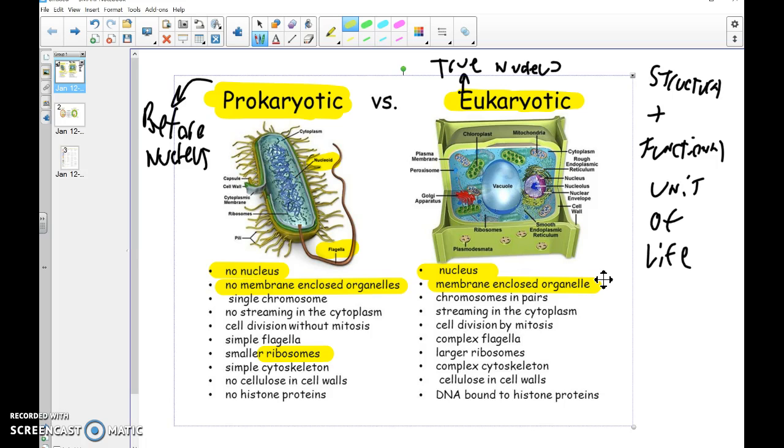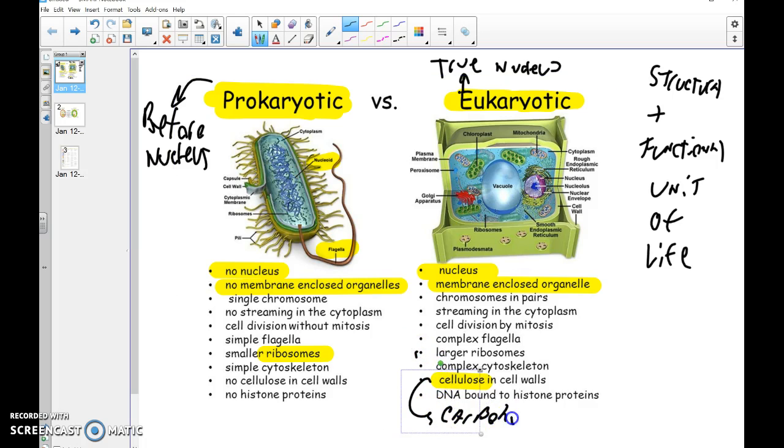Everything else is also detailed. Chromosomes come in pairs. We'll talk about that when we get into meiosis and mitosis. Organelles and other structures can stream through the cytoplasm. Mitosis is the process of division. All of the other structures, the flagella, the ribosomes, the cytoskeleton, are far more complex. They actually use cellulose in their cell walls, and cellulose is a carbohydrate, just to bring us back to some of the stuff we've already talked about. And that changes the structure of the cell wall, which changes how it interacts with other organisms.